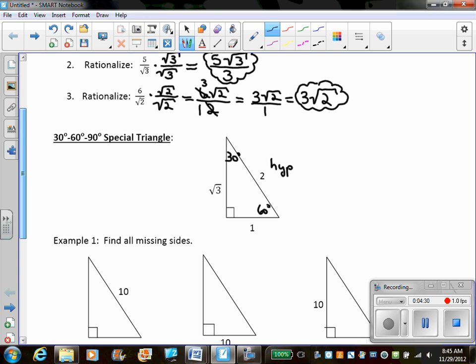So if we look at this, 60 degrees directly across from that, that's the next largest angle. So this is going to be your long side, or we're going to call it a long leg here. So we've got 2 legs and a hypotenuse. We have a long leg, which is directly across from the 60 degree angle, and we have a short leg, which is directly across from the 30 degree angle.